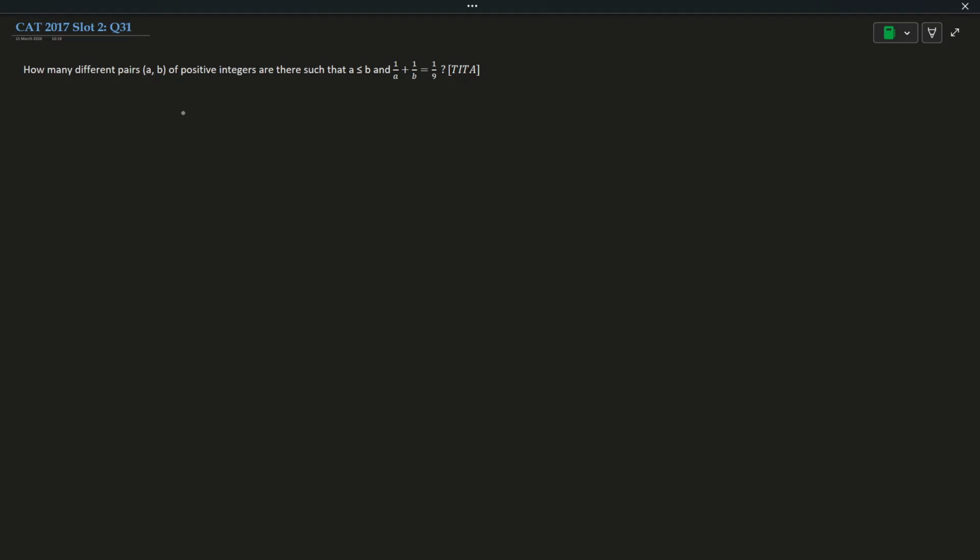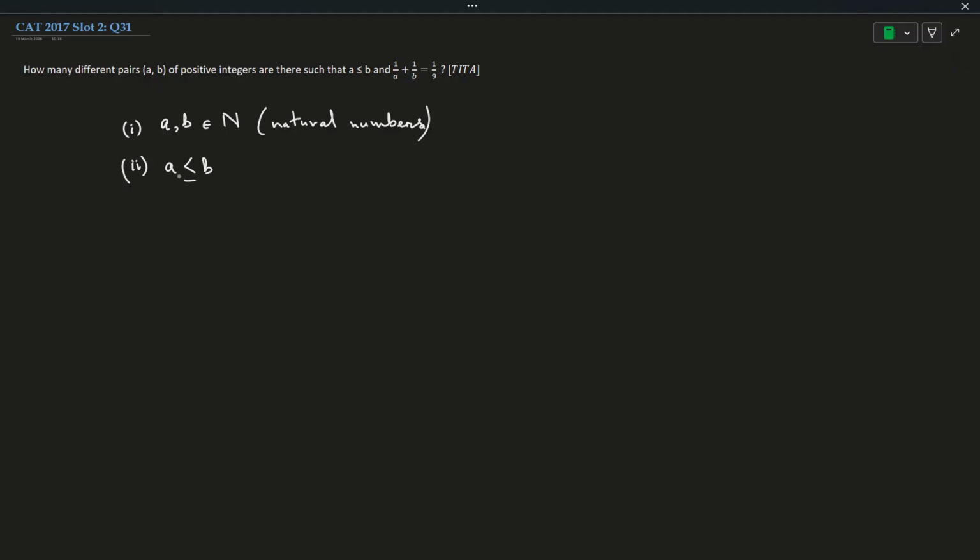Okay, so first of all, we are told that a and b are positive integers. By positive integers, they mean to say that they belong to N. Okay, N means natural numbers, guys. This is the first condition. What is the second condition? Second condition is a is less than or equal to b.